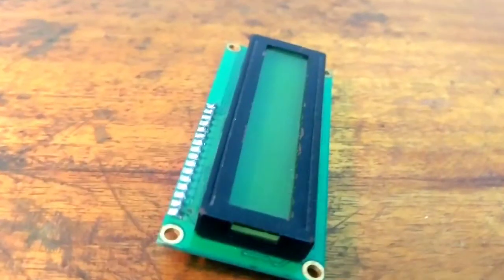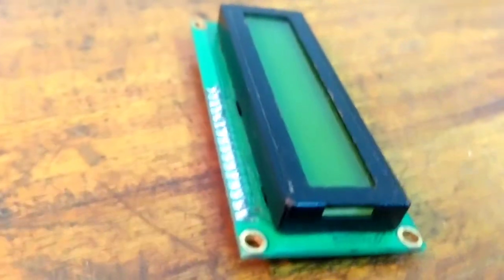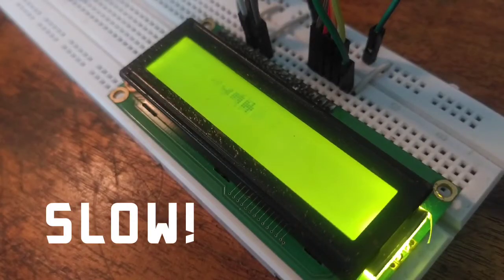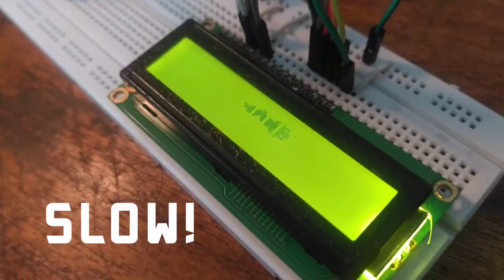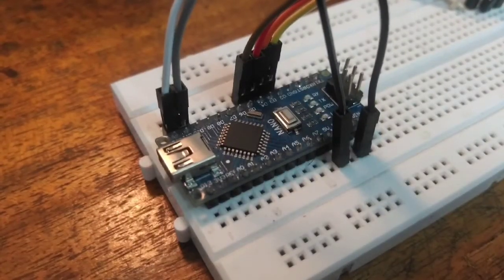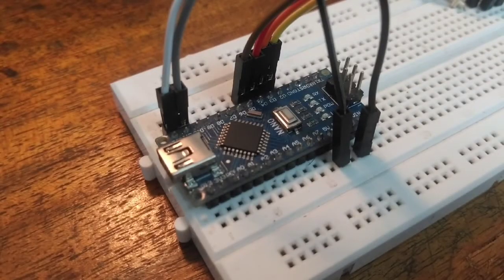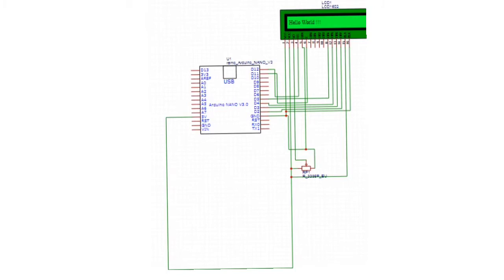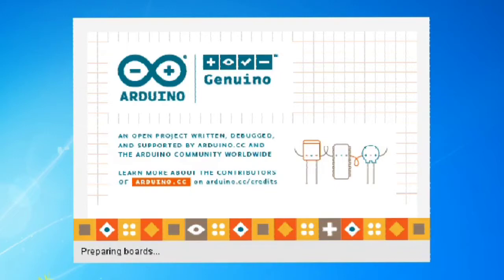And I'm using a parallel connection, which is faster than I2C, because I2C uses a serial interface and will be a bit slower for the animations. And I'm using an Arduino Nano, but any other board is also perfect. Connect the Arduino Nano as shown in the schematic. And now, it's time for programming.